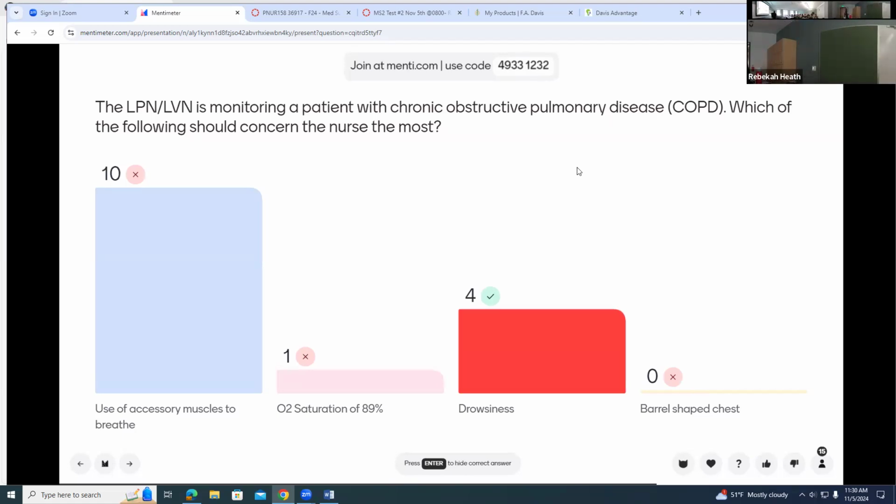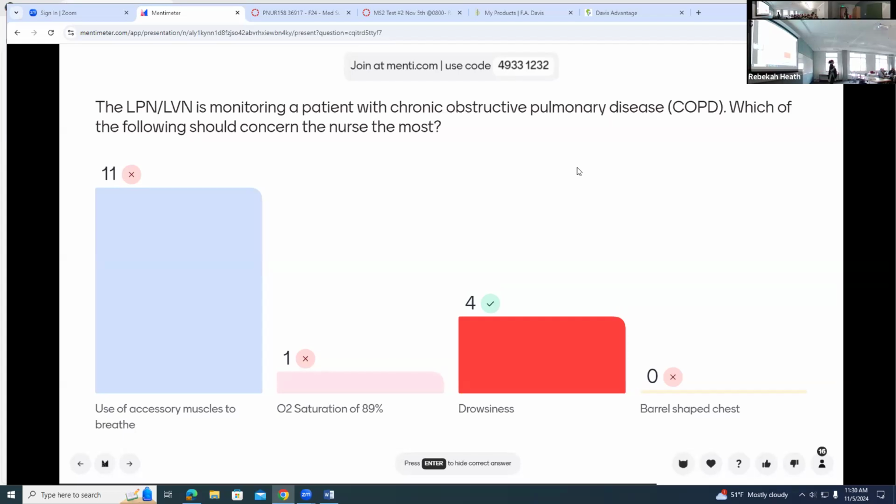So barrel-shaped chest, we know that's a common sign of COPD. Oxygen sat of 89: these people with COPD will often have a baseline lower oxygen saturation. And that's actually where we want to keep it, because of their decreased gas exchange, they tend to sat lower. And that's normal for them.